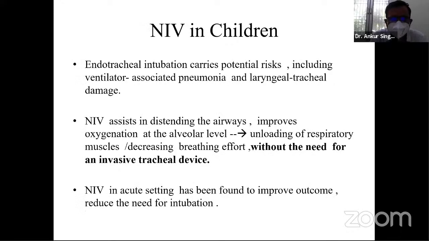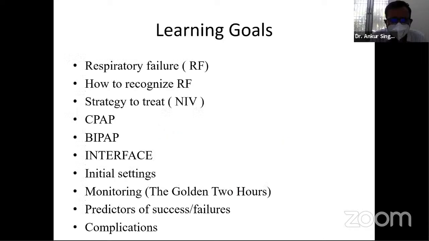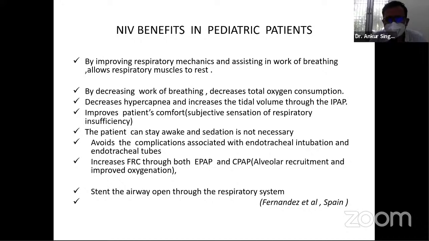Let me move to the learning goals. Keeping these questions in mind, the learning goals of this talk will be: how to recognize respiratory failure, what are the strategies to treat respiratory failure, what are CPAP, BiPAP, HFNC, what is the interface, what are the initial settings, what is the monitoring in the golden 2-hour rule, and what are the predictors of success and failure and complications.